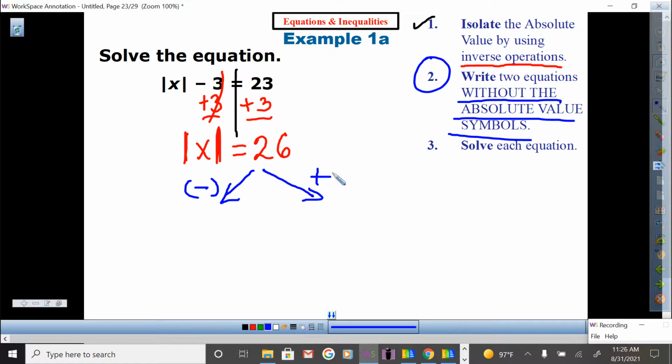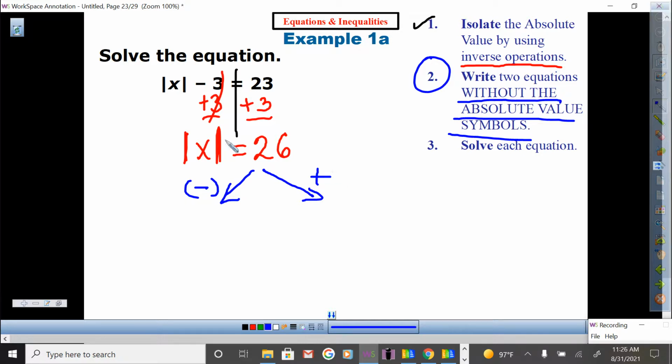2? Why 2 equations? Talk it over to your neighbor. We're talking about absolute values. So we should have said something to the effect, because there's 2 different numbers that are the same distance away from 0. Is that correct?